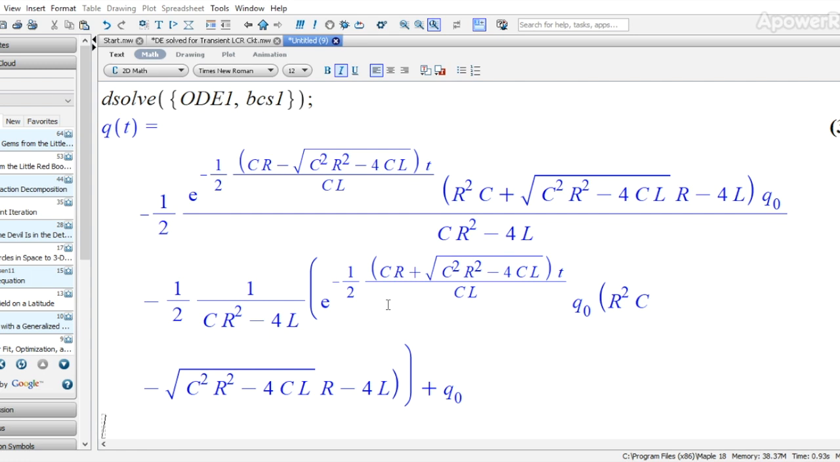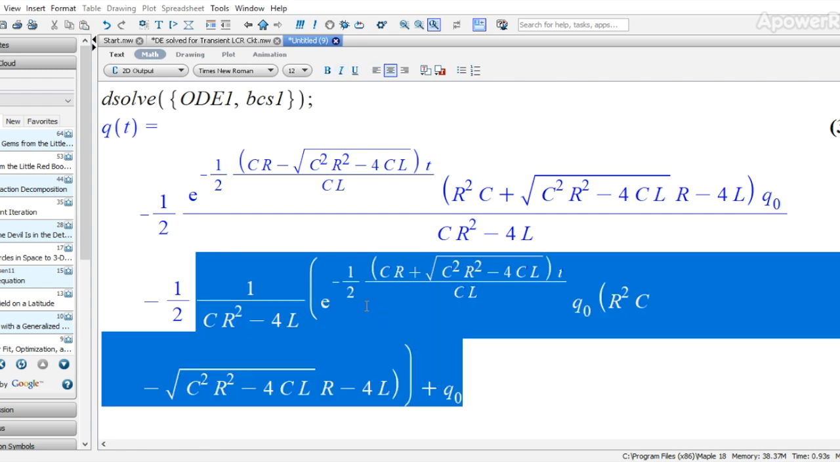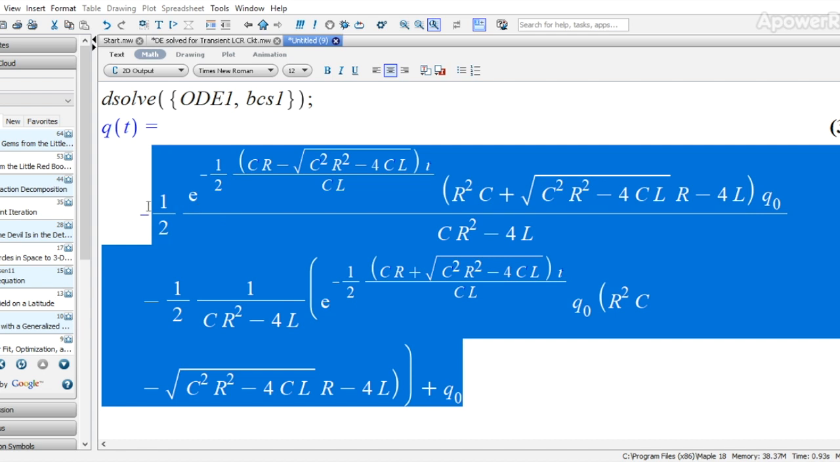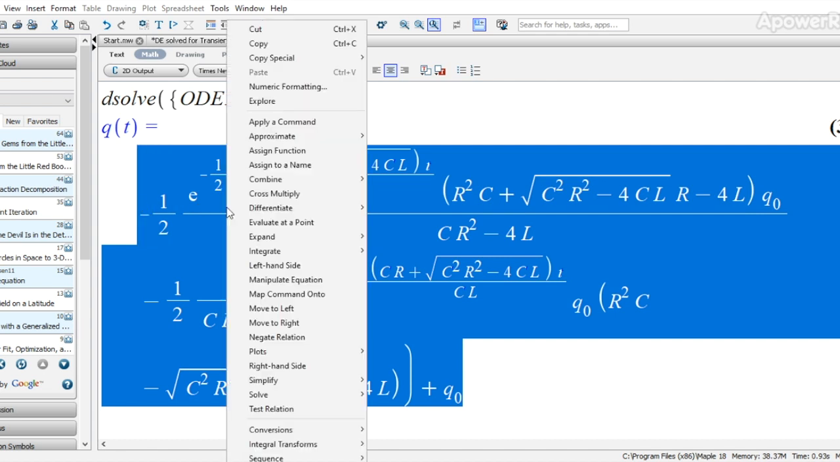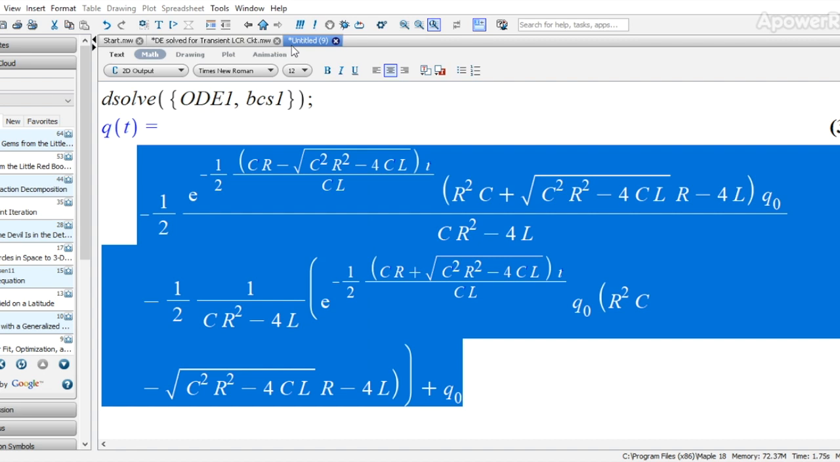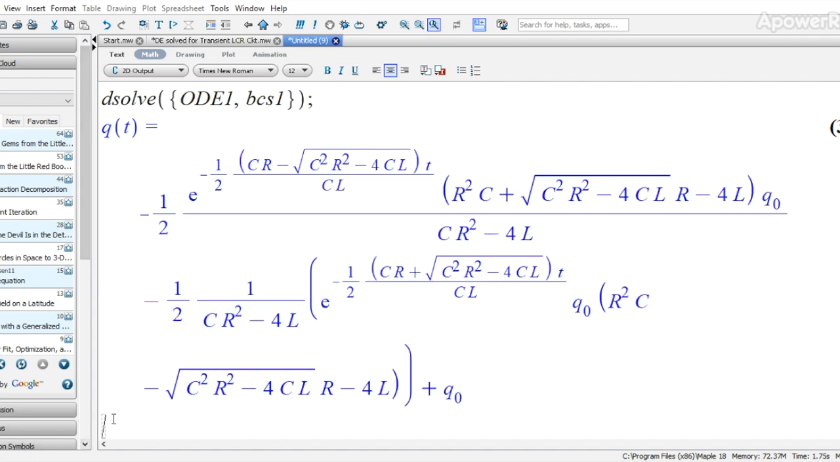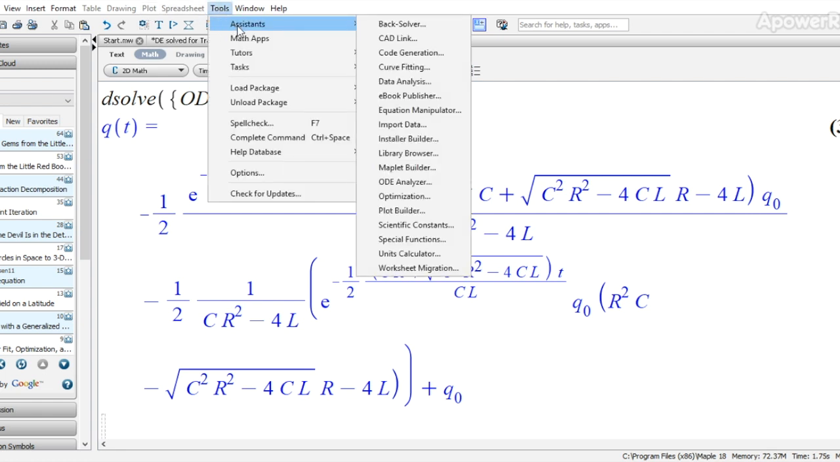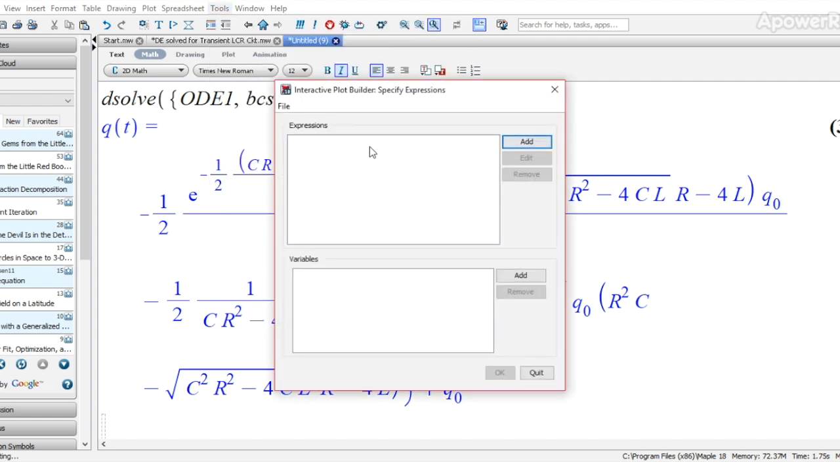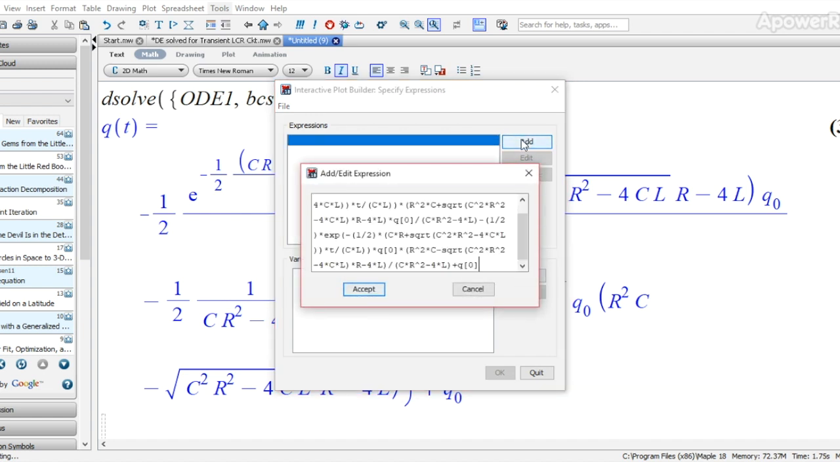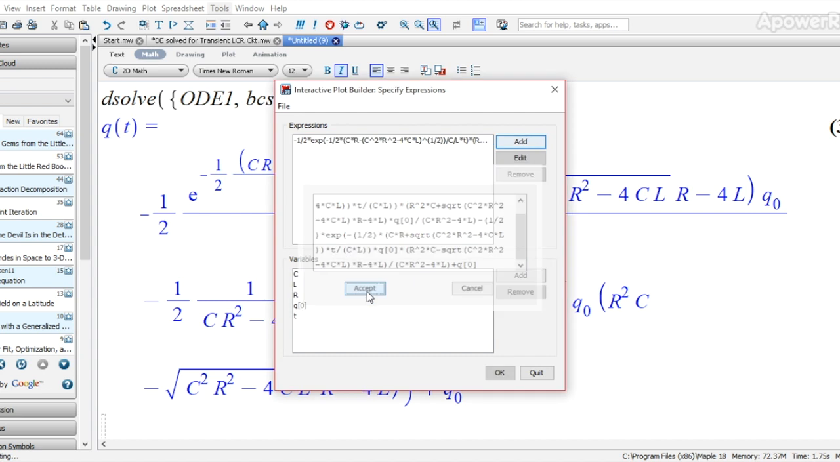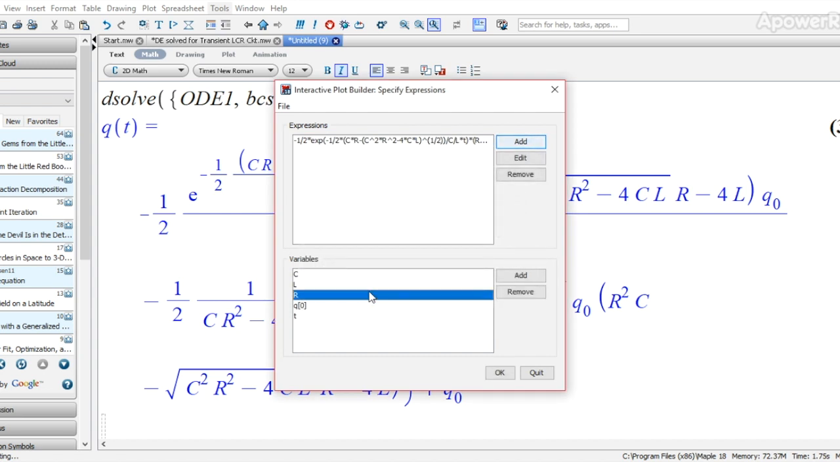This solution appears a little clumsy, but we shall pick up this equation in the clipboard, and we shall carry this forward to plot. Let us select the option plot, tools, then assistant, and then plot builder. And then we shall key in the expression here, and we shall accept this.